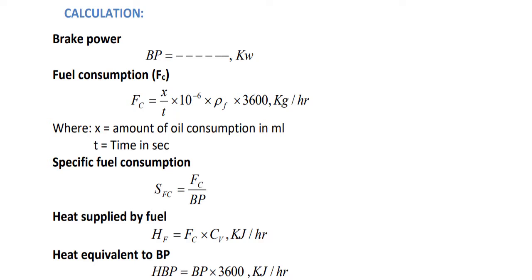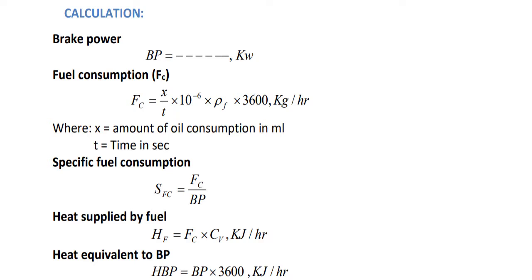Okay, thereafter fuel consumption has a different formula: x by t into 10 raised to minus 6 into density. Here x is the amount of oil consumption, in our case 10 ml, and t is the timing on a stopwatch. After finding this fuel consumption we can easily find the specific fuel consumption depending on our loading condition. The formula will be SFC equal to FC upon BP.